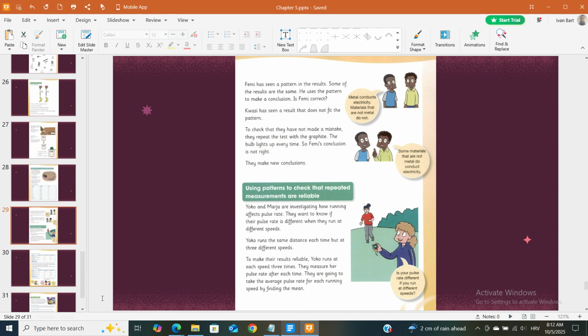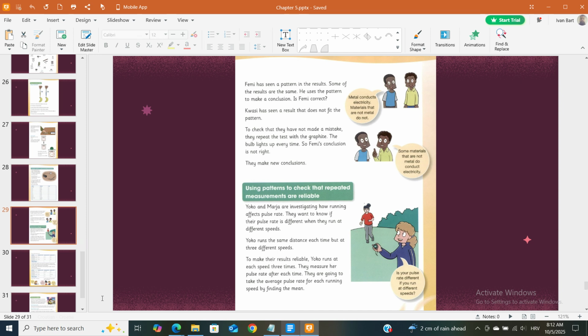Using patterns to check that repeated measurements are reliable. Yoko and Marja are investigating how running affects pulse rate. They want to know if their pulse rate is different when they run at different speeds. Yoko runs the same distance each time but at 3 different speeds.